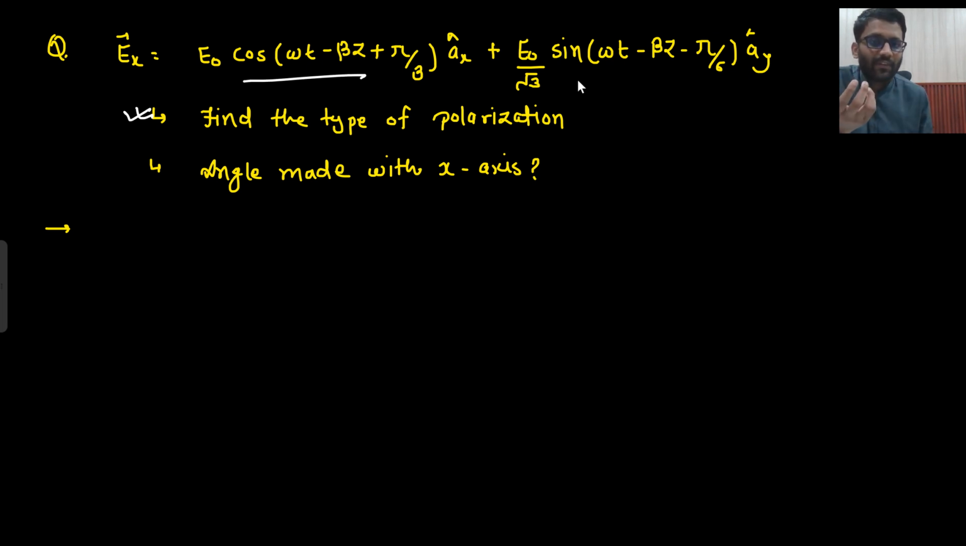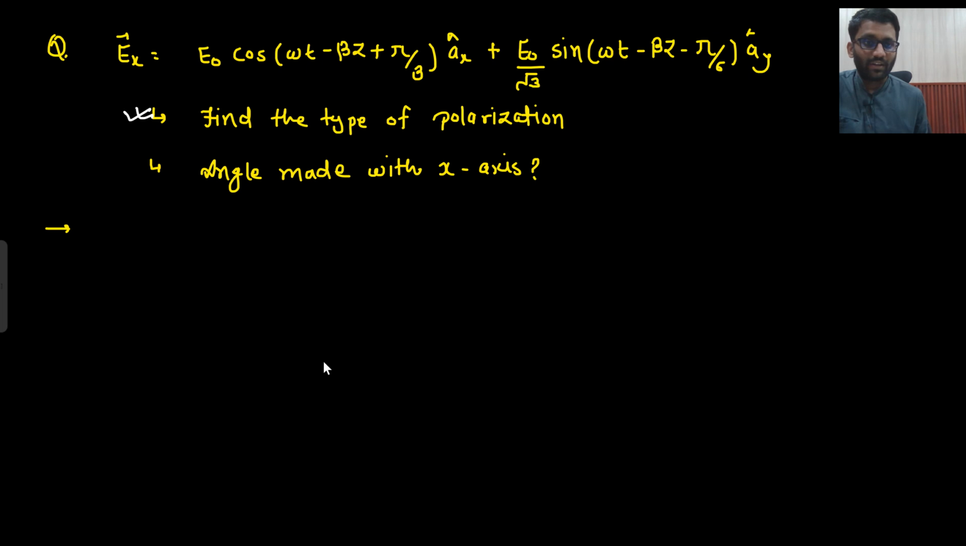So what is the phase difference between these two? If you know the phase difference, then you can tell the type of polarization. If my phase difference is coming as pi or 0 or 2 pi or 3 pi or minus pi or anything like that, then I will be able to tell that it is a linear polarization. But if you need to tell the angle made with x-axis, then I highly recommend making the geometry. Is that clear? So first let's solve with the regard that only this question was asked.